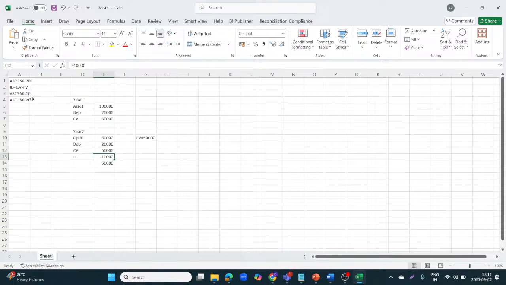Now, what are the impairment indicators? Such as a significant decrease in market price, adverse changes in physical condition, or current projected cash flow losses. Okay, so these are the impairment indicators. If this happens, then you have to impair your asset.